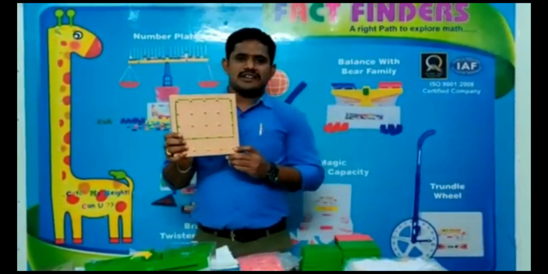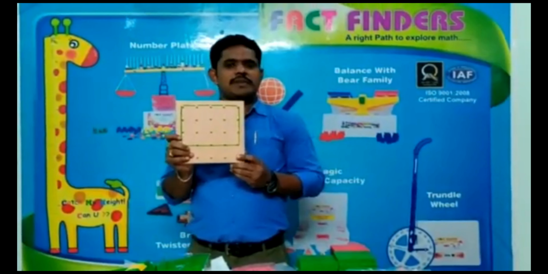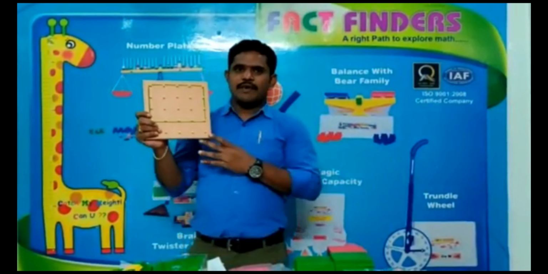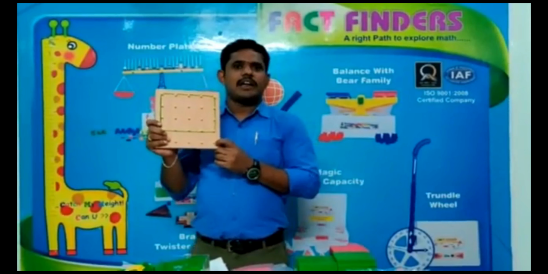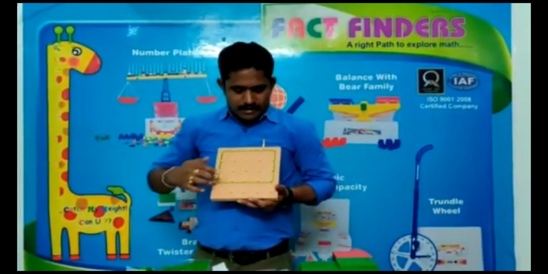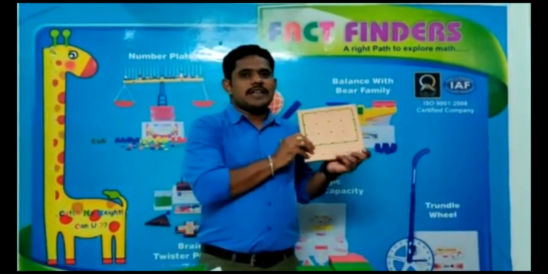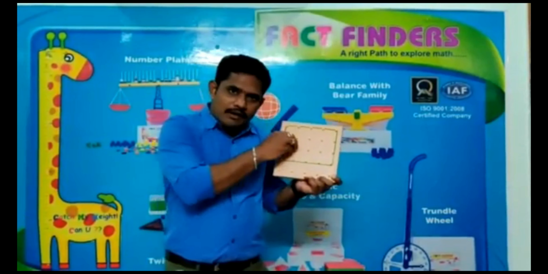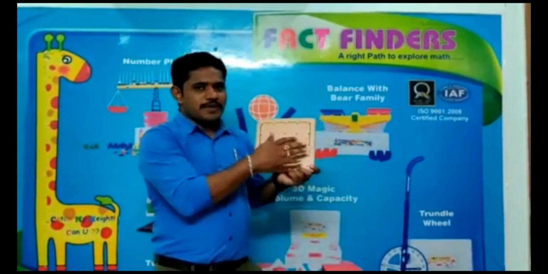And here is the cluster called geoboard. With the help of the geoboard, we can represent shapes like squares, rectangles, triangles and irregular shapes. And with this geoboard, we can explain concepts like area and perimeter. Here is a rectangle. I can easily find out the area of this rectangle without applying any formula. If I apply a formula also, I will get the area of this shape.